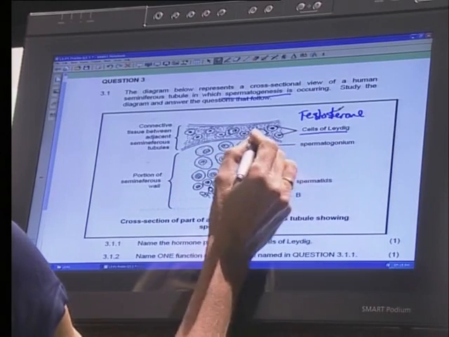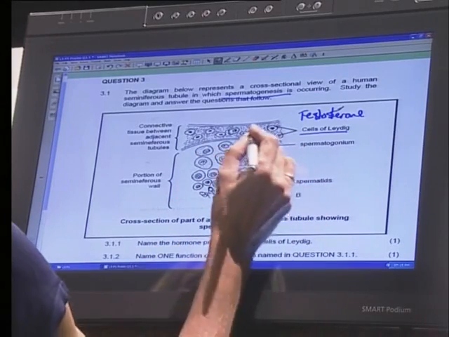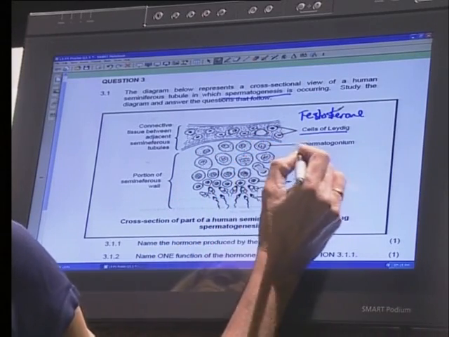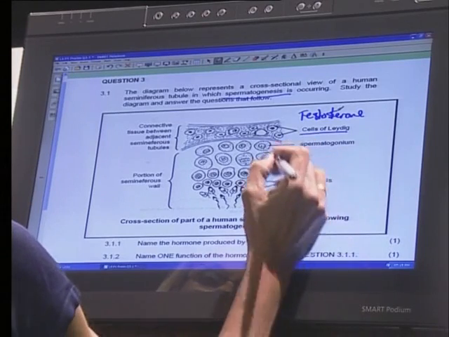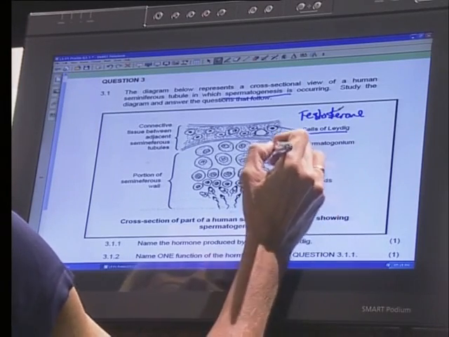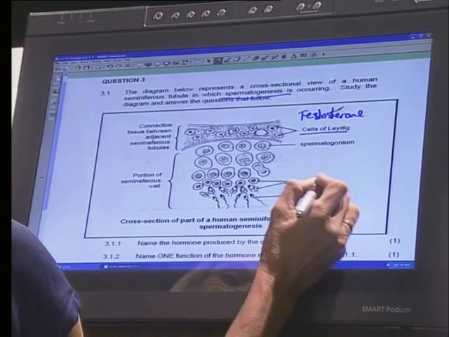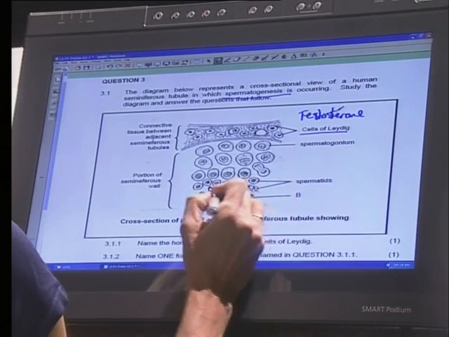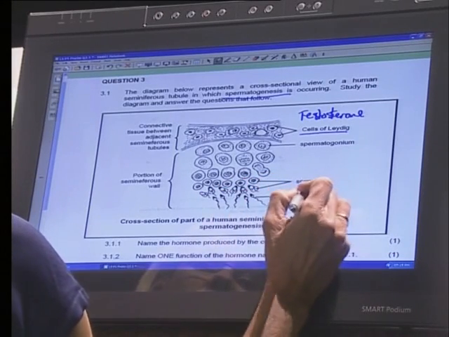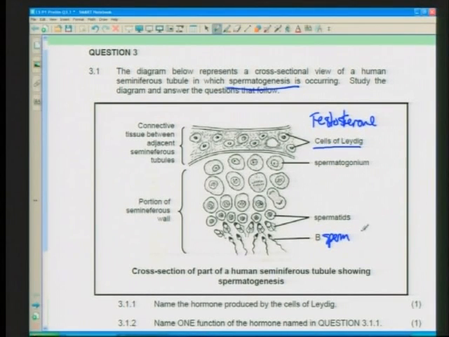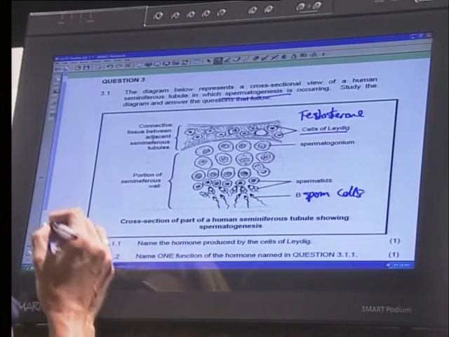Then we get the spermatogonium, and the little spermatogonium will undergo meiosis 1 and meiosis 2, and they eventually end up forming the spermatids, and the spermatids will mature, and they form the sperm cells. Don't just call it sperm, it's sperm cells. You happy with that? Yes, I'm very happy.